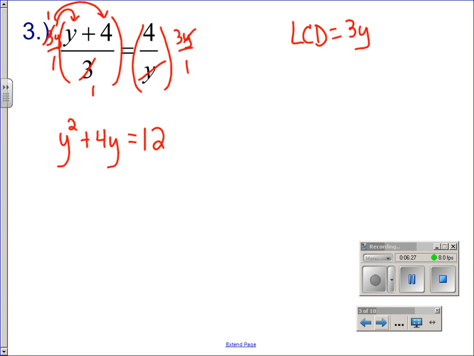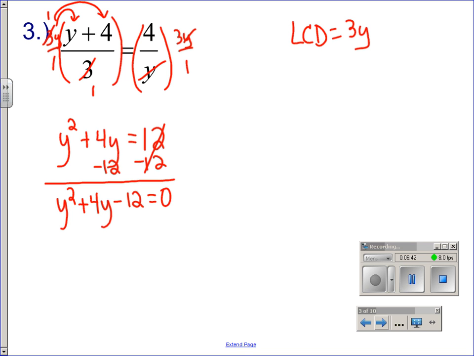What do we have to move? The 12. So if it's a positive 12, we're going to subtract 12 from both sides. So then we have y squared plus 4y minus 12 equals 0. And now we can factor. Two numbers that multiply to give me a negative 12 and add up to 4.